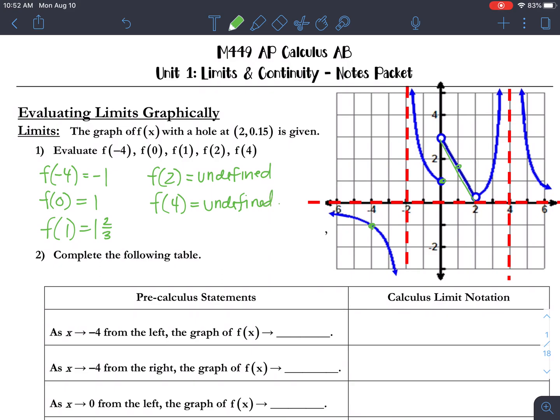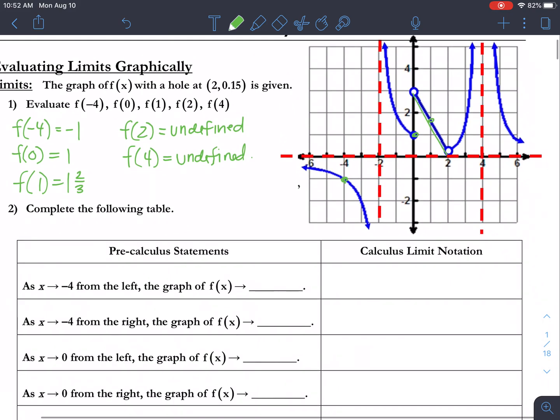Okay, so as you guys might remember, limits may differ from the y value. So what we're going to do is take a look at the same graph here and do some limits from the left and from the right. Okay, and we're going to write this with our new calculus notation that you might have seen before. So let's take a look first at what's happening at -4.